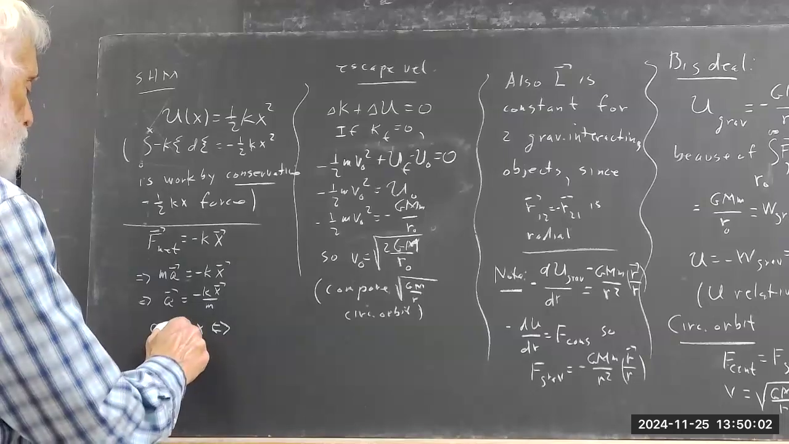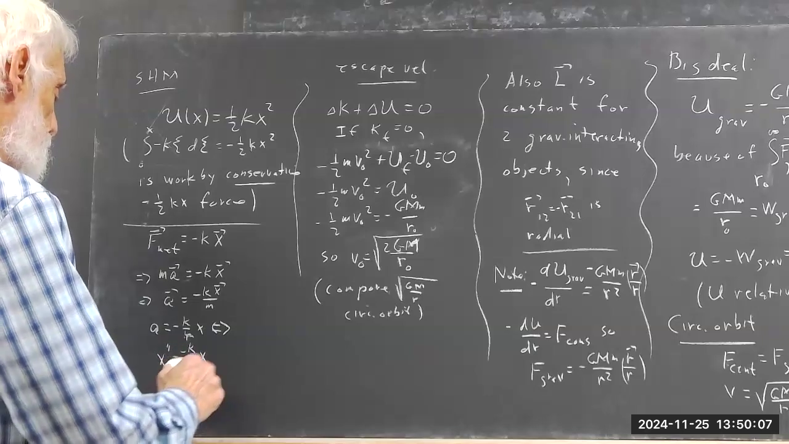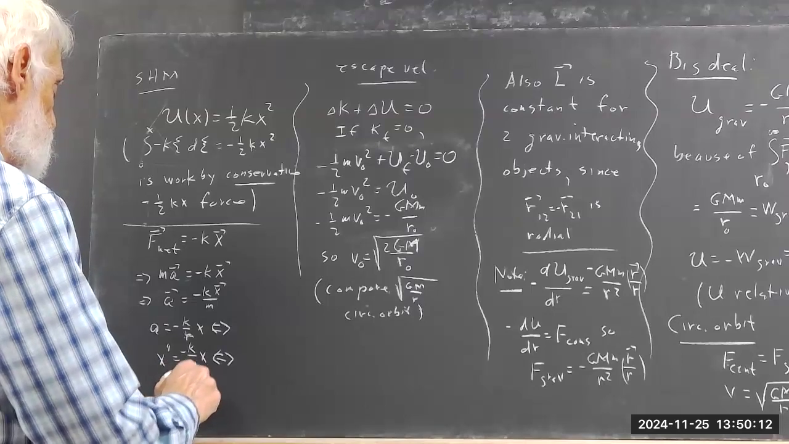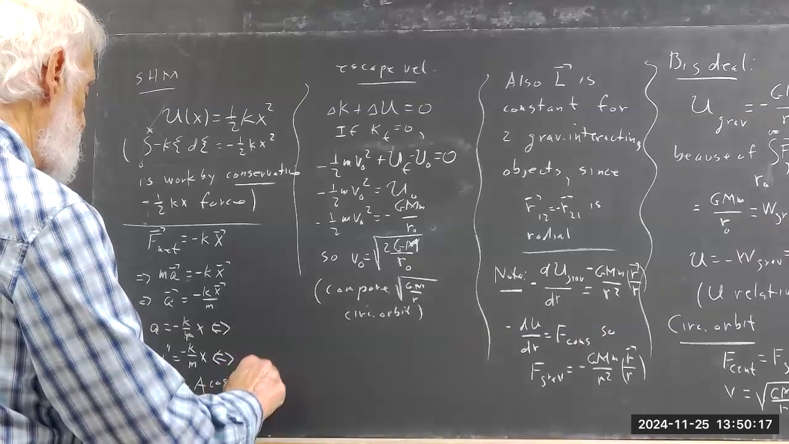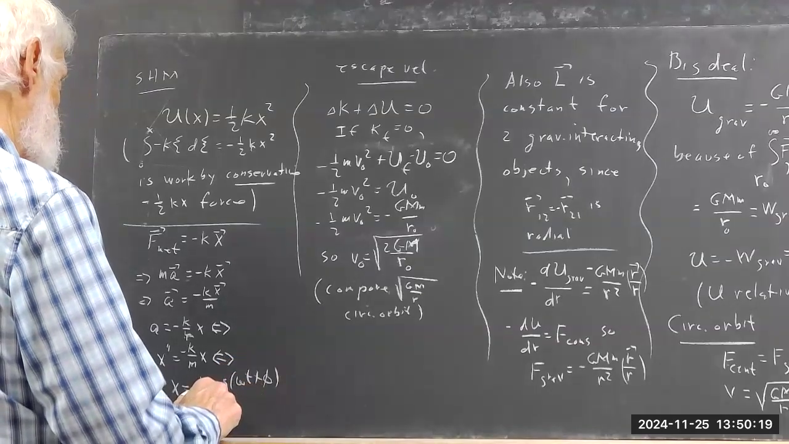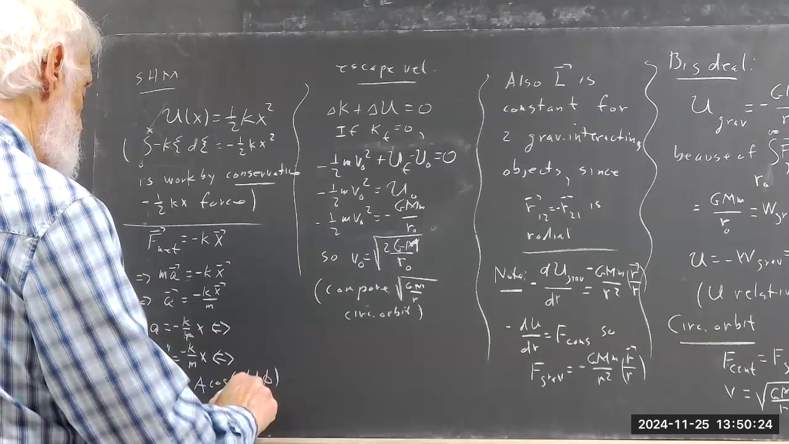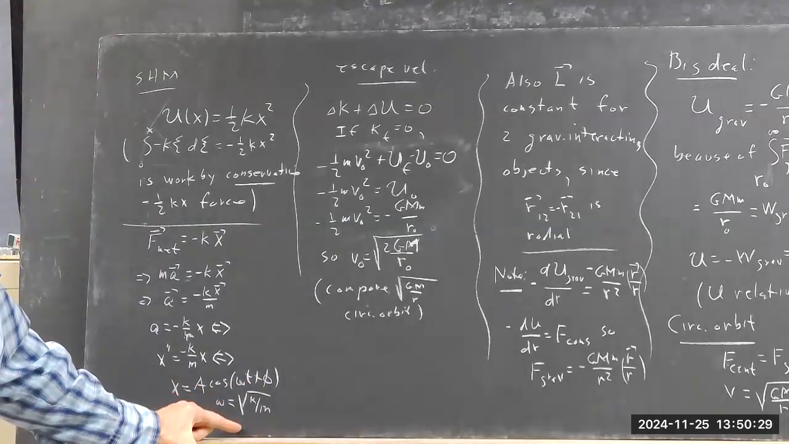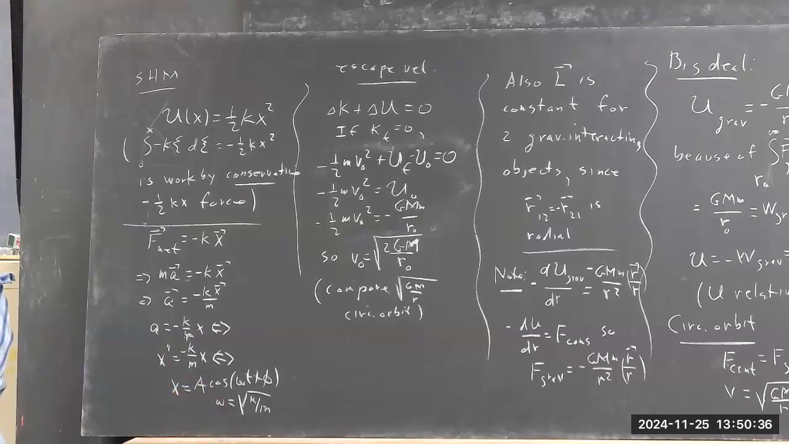This is written badly, but I've written it a number of times. X double prime equals negative k over m X. And that's equivalent to X equals A cosine of omega t plus phi. Omega is the square root of k over m. That's the essence of what you have to know about the equation of motion. This is your equation of motion.